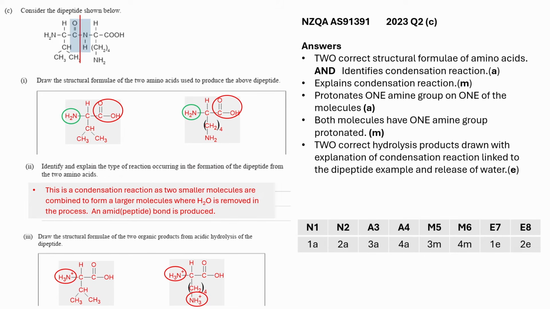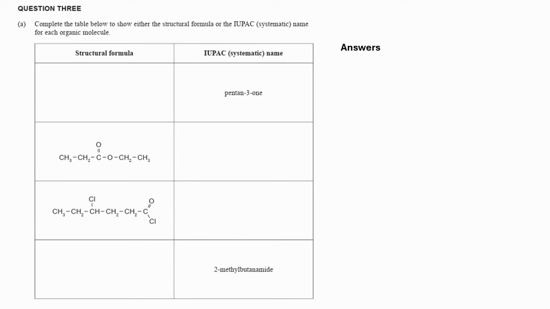Okay, let's look at the last question. Okay, complete the table below to show the structural formula using the IUPAC systematic name for each molecule. Don't be scared by them using this acronym IUPAC. It's just the International Union of Pure and Applied Chemistry. They are not scary. They are not looking to take over the world. They are just the people who get together and say these are the naming rules we're going to follow. So we call it the IUPAC naming system.